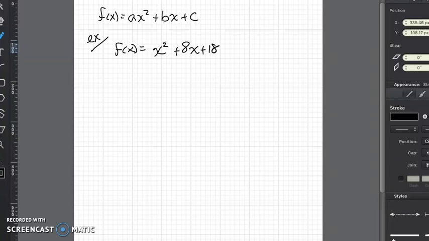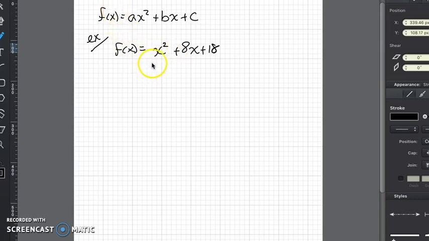Welcome back, mathematicians. What we're going to talk about today is completing the square. And really what this is, is going from standard form to vertex form. If you remember, in the beginning of the unit we talked about going from vertex form to standard form. This is the other way around, okay? A little bit more complicated, but it's extremely useful in a number of applications.